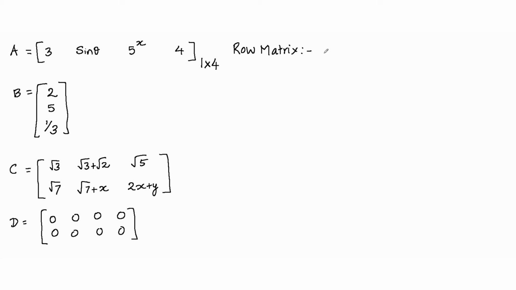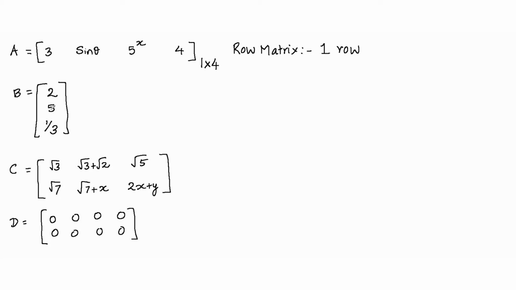Row matrix is a matrix which has just 1 row, right? So the number of columns could be anything, but the number of rows is always 1 in case of a row matrix. Let us take a look at the matrix B.